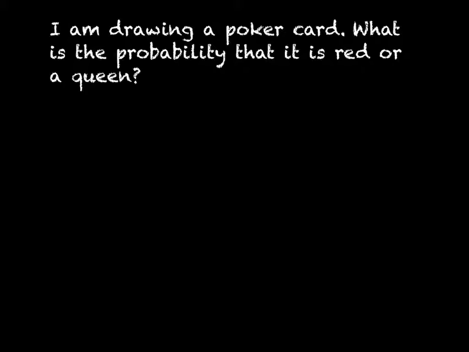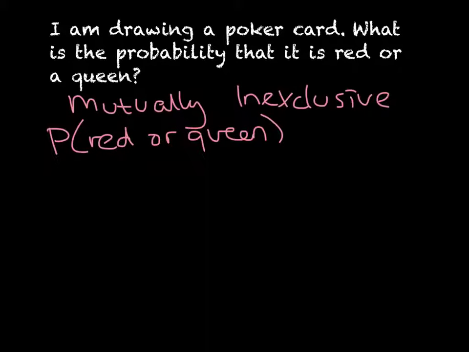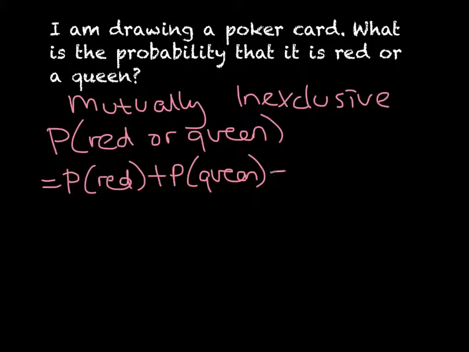I'm drawing another poker card. Now, what is the probability that it is red or a queen? In this case, a card can be both red and a queen. So they are mutually inclusive. That means that the probability that a card is red or a queen is equal to the probability that it's red plus the probability that it's a queen minus the probability that it is a red queen.